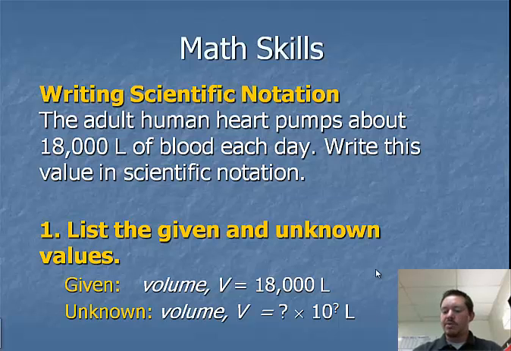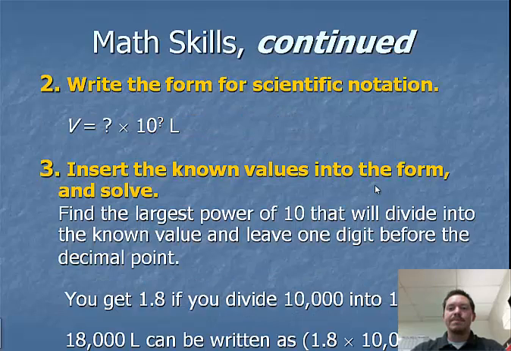So we've got a couple of examples here when writing scientific notation. We pretty well went over this already, but the adult human heart pumps about 18,000 liters of blood each day. So write this value in scientific notation. You can list your given and unknown. I know the volume is 18,000 liters, but I want to write it in scientific notation. So I want some number times 10 to some exponent.